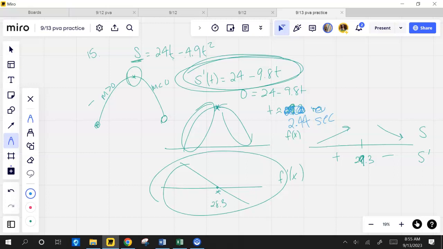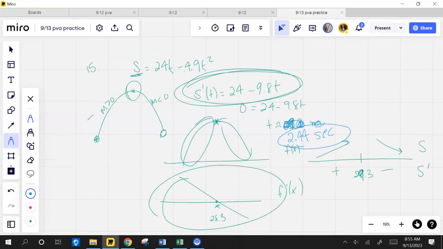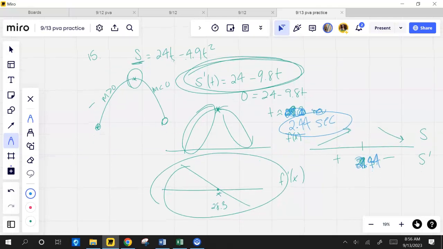So 2.44 seconds is when it happens. Does it say when it happens or how high it goes? So then I have to plug it back in. If it happens at 2.44 seconds, so this should be 2.44. What did the derivative give me? Well, the derivative gives me where it's 0 so I can find maxes or mins.